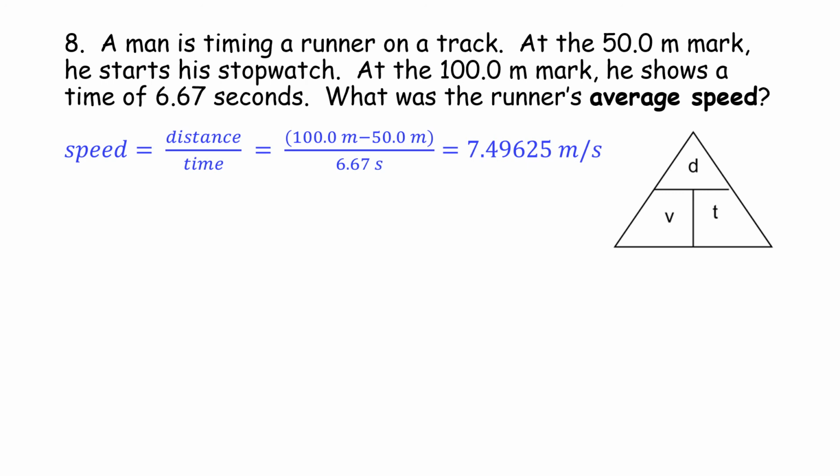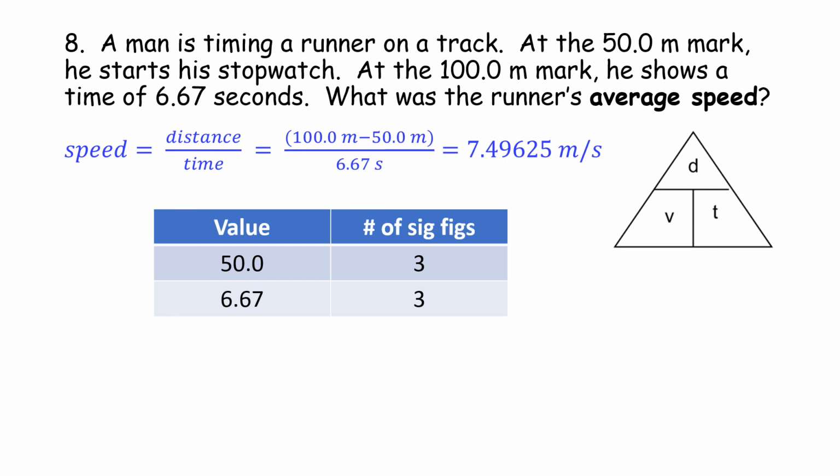Now there are some decimals in the values, the 50.0 and the 100.0. When you subtract, you have to keep that decimal, so it's 50.0 in the numerator, not shown. And so the 50.0 has 3 significant figures. 6.67 has 3 significant figures, so our answer has to be rounded off. 7.496, the 6 makes us round the 9 up to 0, but that makes us round the 4 up to 5. So it's not 7.5, it's 7.50, because you have to have 3 significant figures. So that's our final problem.